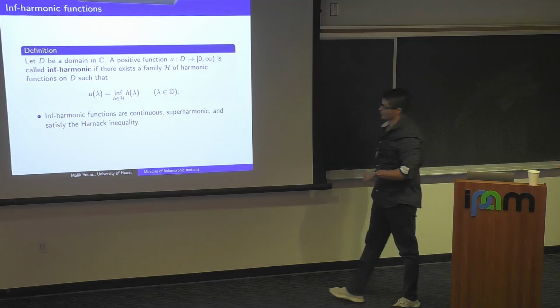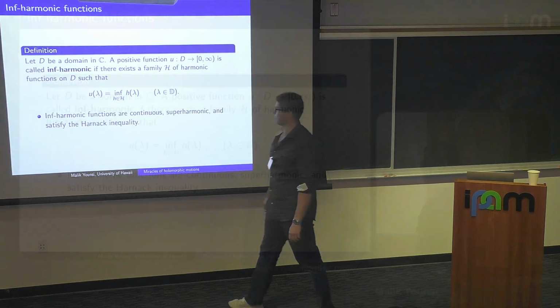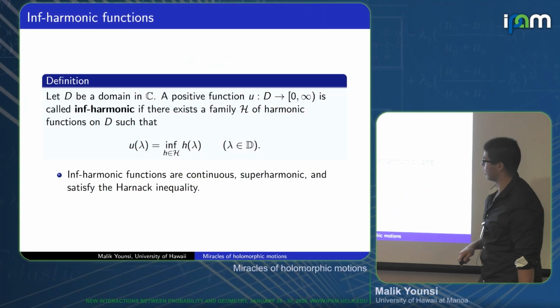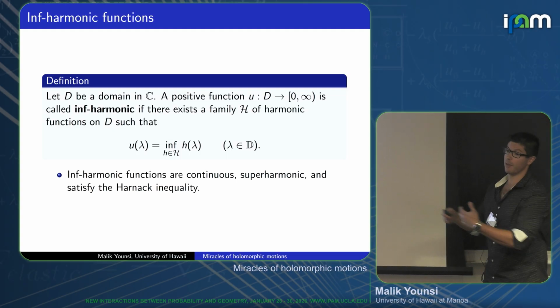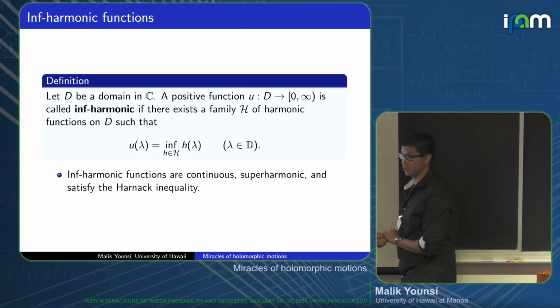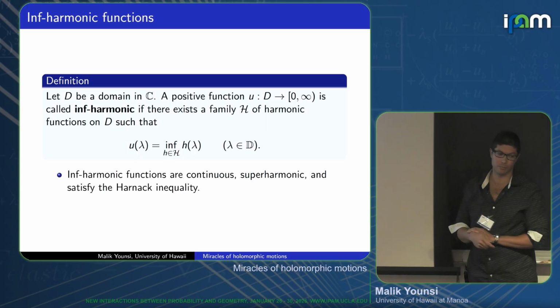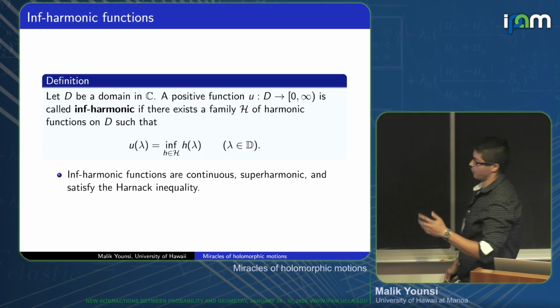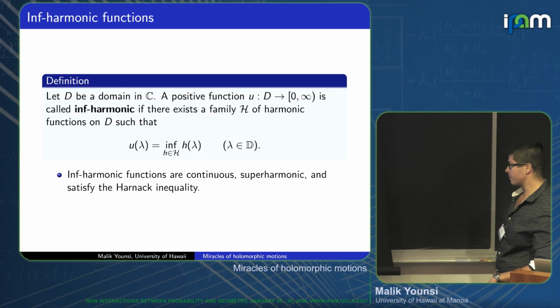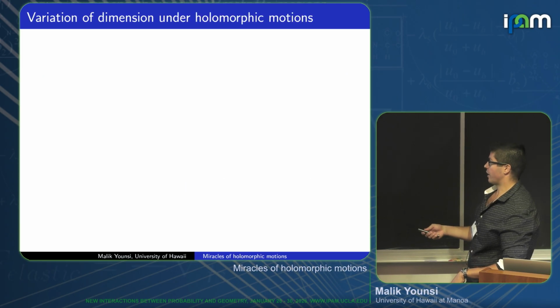So these inf harmonic functions, they're continuous, but they also have some nicer properties. I already mentioned that they satisfy Harnack inequality. From this, you can deduce continuity. And because they're infimum of harmonic functions, they turn out to be superharmonic. So they also satisfy some minimum principle, for example. Okay? So a little bit better than continuous, but not necessarily differentiable. Kind of in between these two classes. Okay? All right, so now I can state our main results.